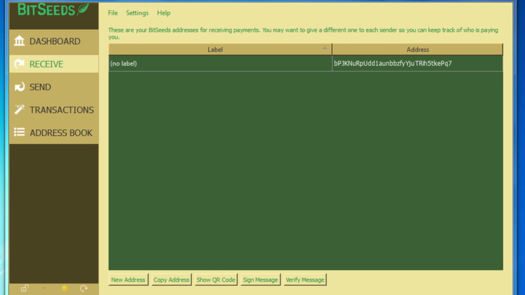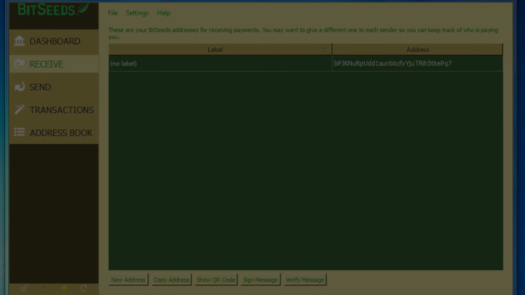So if you use a different address for every transaction, then anybody you share that address with, they can only see what they've sent you, and in fact they can only even see what they've sent you in that transaction. And so it does afford you a greater level of privacy. So how much you want to do this is up to you, but that's the basic idea.